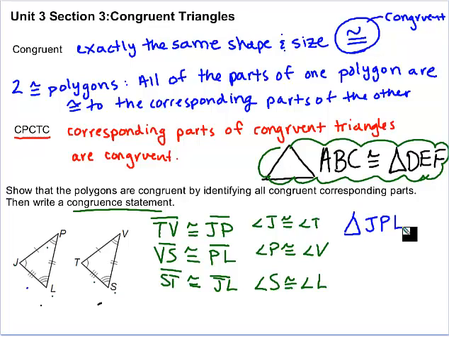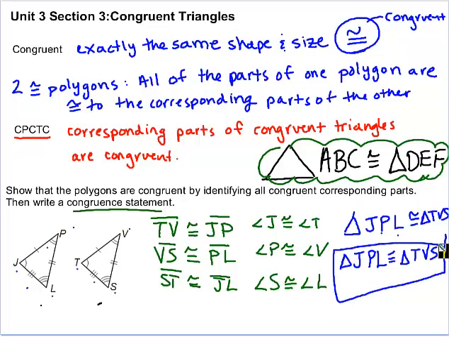So triangle JPL would have to be congruent to triangle, and then we have to look at angle J. Well, what angle corresponds with angle J? It's angle T. So we need to start with angle T. P is our next letter. So here angle P corresponds with V. So V comes next. And S will be our last because S and L correspond. So our congruency statement would be triangle JPL is congruent to triangle TVS.